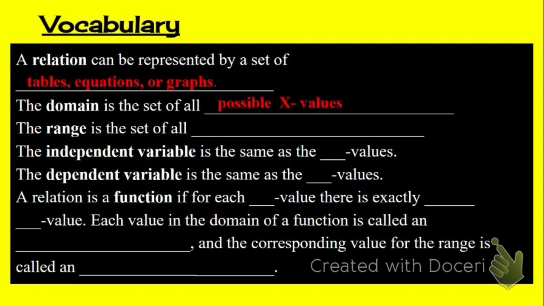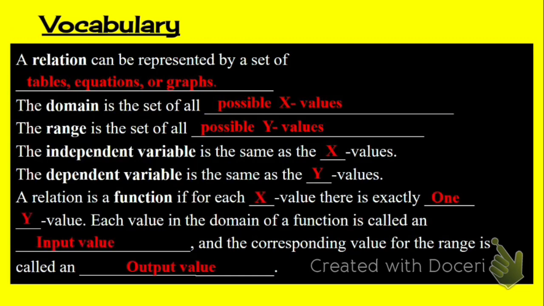The domain is a set of all possible x values. The range is a set of all possible y values. And the independent variable is the same as your x values, and the dependent variable is the same as your y values. A relation is a function if for each x value there's exactly one y value. Each value in the domain of a function is called your input values, and the corresponding value for the range is called your output values.